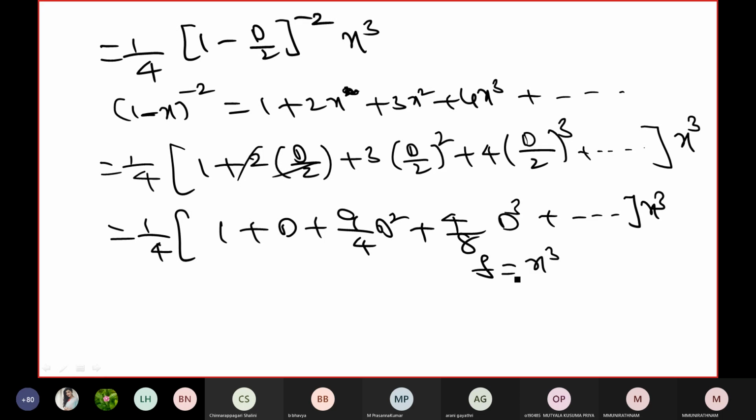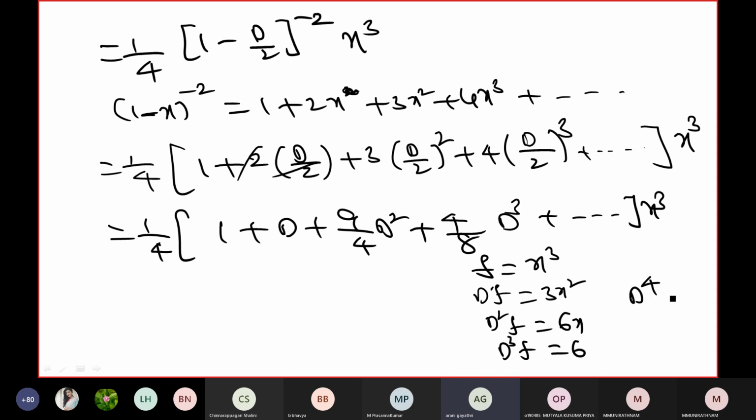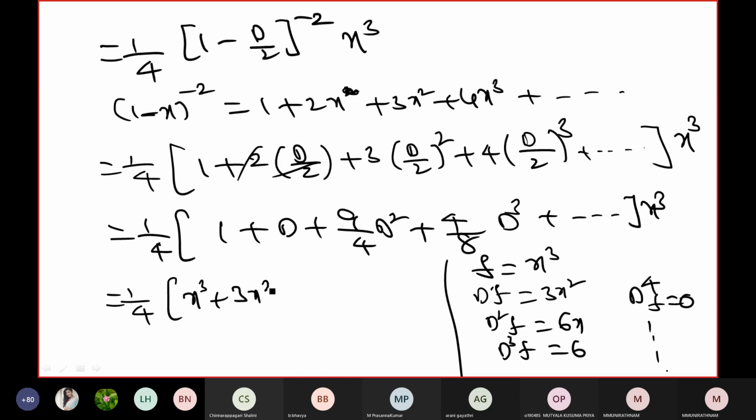My f is x cube, then what is Df? 3x square. What is D square f? 6x. What is D cube f? 6. What is D power 4 f? 0. All are 0. This is x cube plus 3x square plus 9 by 4 into 6x plus 4 by 8 into 6.